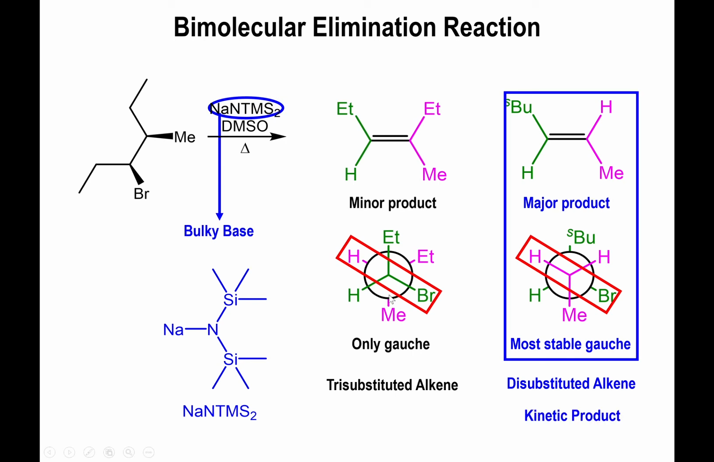And the reason why is because when you have a big bulky base, you are going to favor attack on the site that is the least sterically encumbered. And the alpha hydrogen right here is a secondary hydrogen because it resides in a secondary carbon. But the alpha hydrogen right here is tertiary, so that's a lot more difficult to access, especially if you have a really bulky base. So you will favor attack on the secondary hydrogen. That leads to the least substituted alkene out of the two. This is the kinetic product, also known as the Hofmann product or the Hofmann alkene.